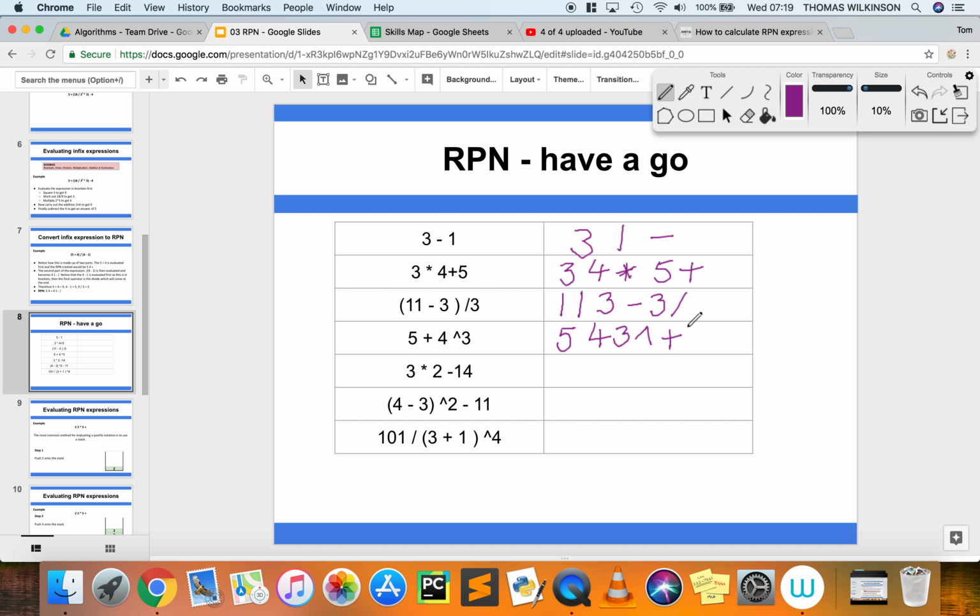Because when we evaluate this expression, we would evaluate this inner part of the expression first of all, and then we would add 5 onto the end of it, based on the evaluation of 4 to the power of 3.